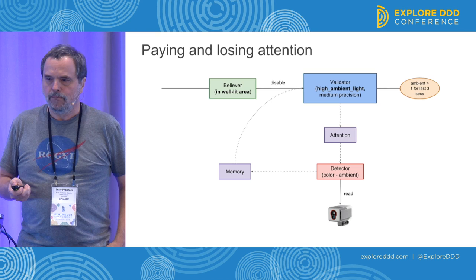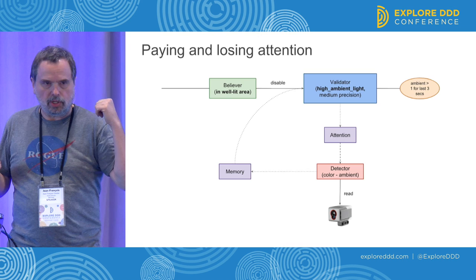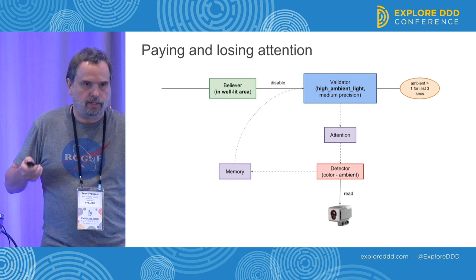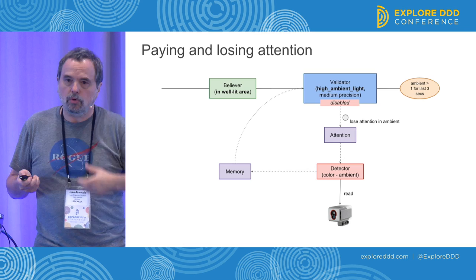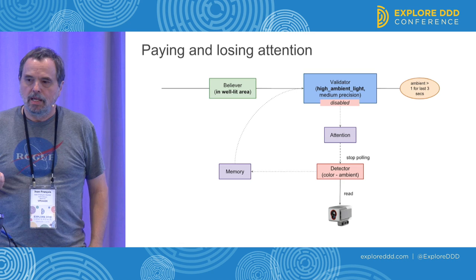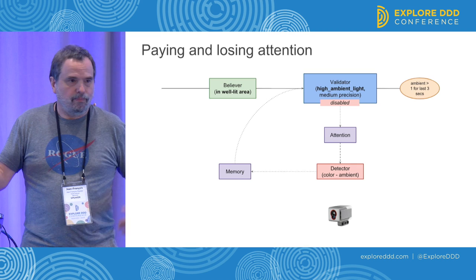Now, if for some reason, as we saw in the previous slide, we want to disable the validator for high ambient light, for example, we are about to collide, or we just collided, what happens is that the validator is disabled, and that will raise an event that says, we're losing attention. We need to lose attention in ambient light. So we stop polling, and now none of those ambient light percepts are raised.